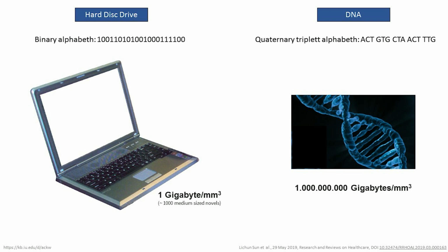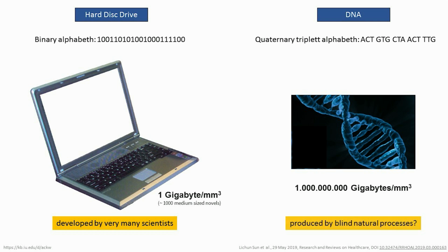computer hard disk drives. The computer code system was developed by very many scientists, applying intelligent research and design work. The much superior DNA code has not been developed by many human engineers. The following slides will examine the question: is it possible that it has been produced by blind natural processes?